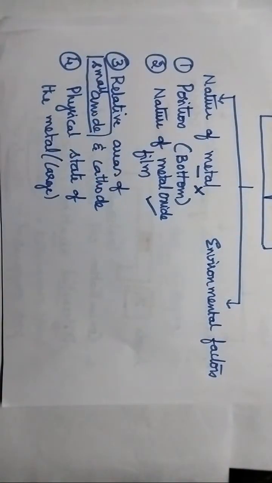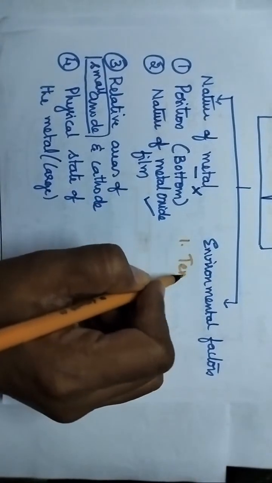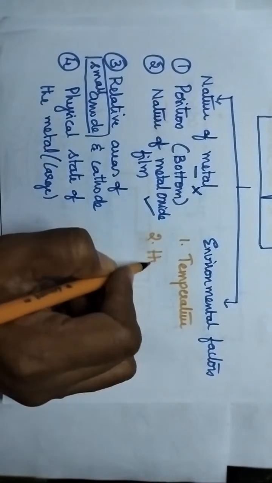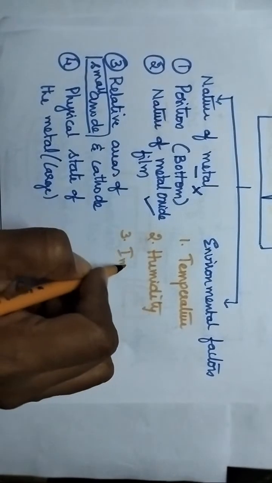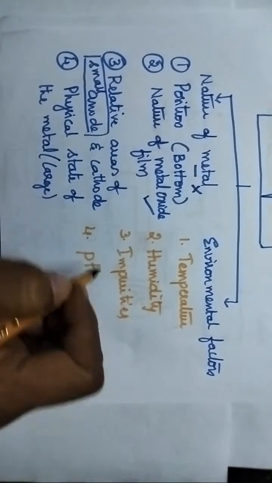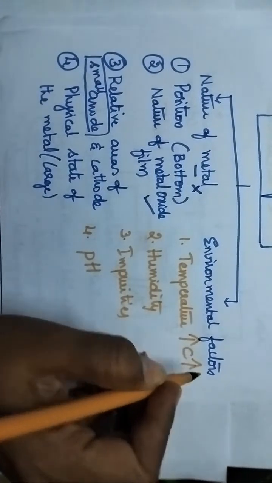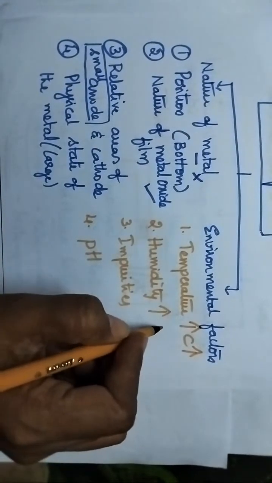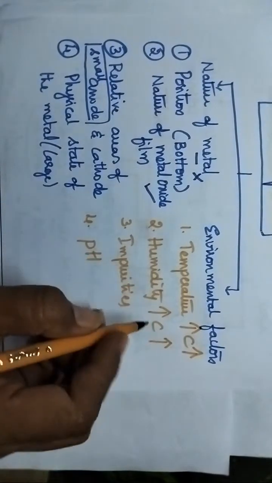Coming to the environmental factors, especially the rate of corrosion depends upon the temperature, humidity, presence of impurities, and also it depends upon the pH. If the temperature is high, the rate of corrosion is also high. If the humidity of the air is high, it also encourages more and more corrosion. So the rate of corrosion increases with the humidity.